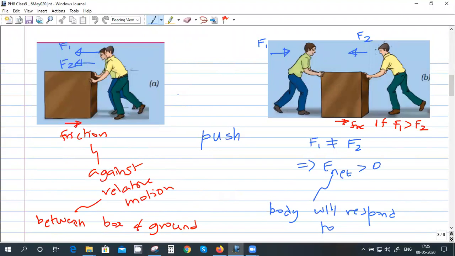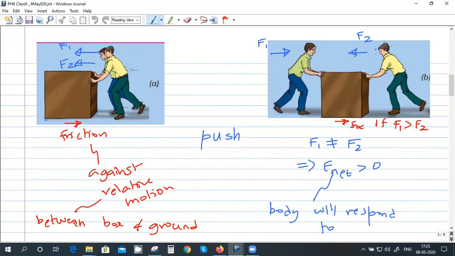It's force acting on a unit area. Suppose this is the block, it has got weight. Yes, sir. This weight acts on the surface below, right? It acts over an area which is equal to the area of contact.